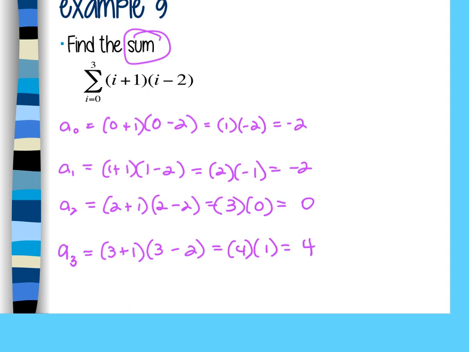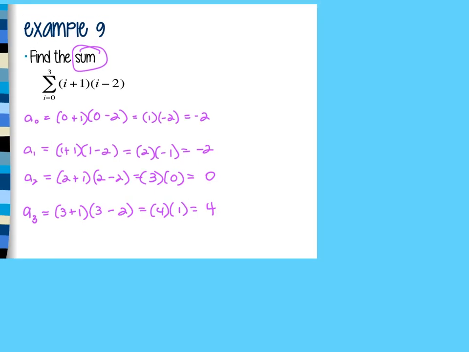With me so far? Now I've got to add them all up. So my answer for summation is going to be negative 2 plus negative 2 plus 0 plus 4. This is negative 4 plus 4. And my summation is actually 0. Your summation can be negative. It can be 0. It can be positive. There's no rule on what kind of summation it is, because if you have more negative numbers than you have positive, it could be negative. Okay? But the answer to this is actually 0.